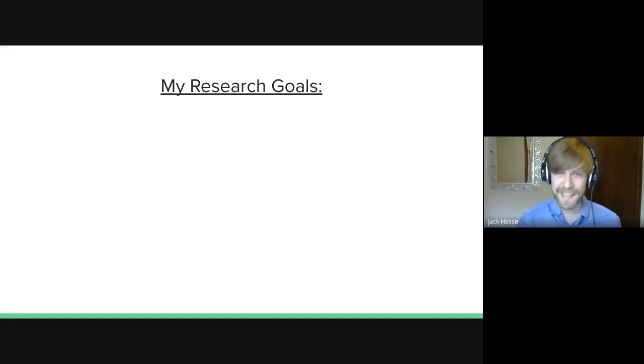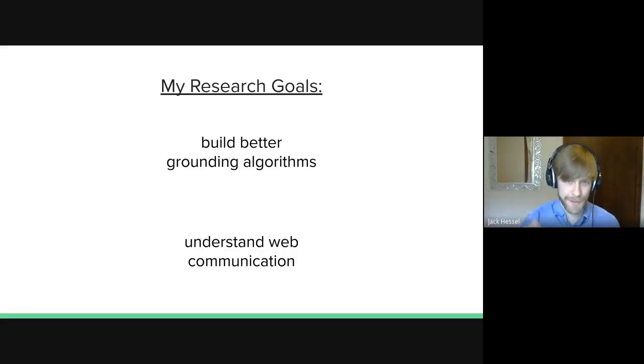Good. So I hope I've motivated not only the area of visual textual grounding as a set of really interesting problems, but also the consideration of multimodal web data. And I'd like to concisely state my research goals at this point. I have two main research goals. My first research goal is a machine learning research goal, and that is to build better grounding algorithms. I want to build algorithms that can reason cross-modally, that are useful for compelling downstream applications.